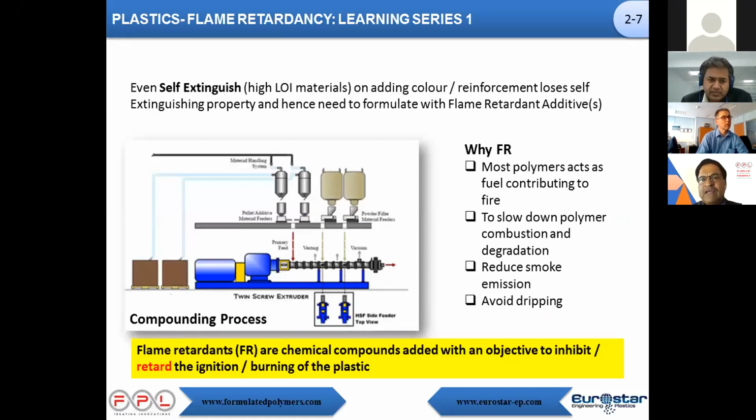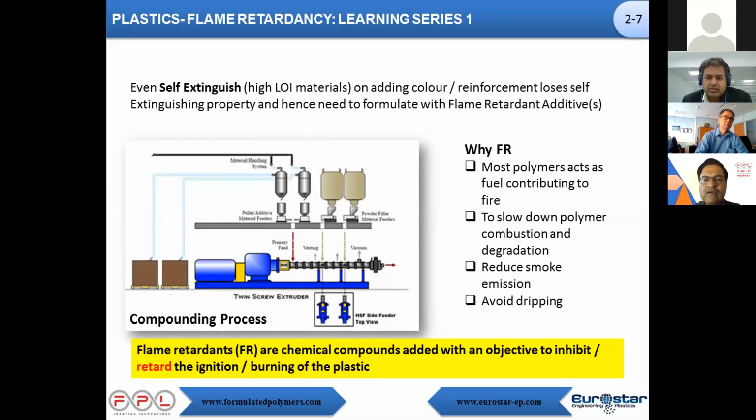So even a self-extinguishing material, for example polyamide, I said has an oxygen index of 24%. It doesn't catch fire. I won't say it will not catch fire; it is put off by itself. Self-extinguishing it will do. But when you add color, when you add glass fiber, when you add some mineral to control the dimensions, then they are no more flame retardant. Their oxygen index drops.